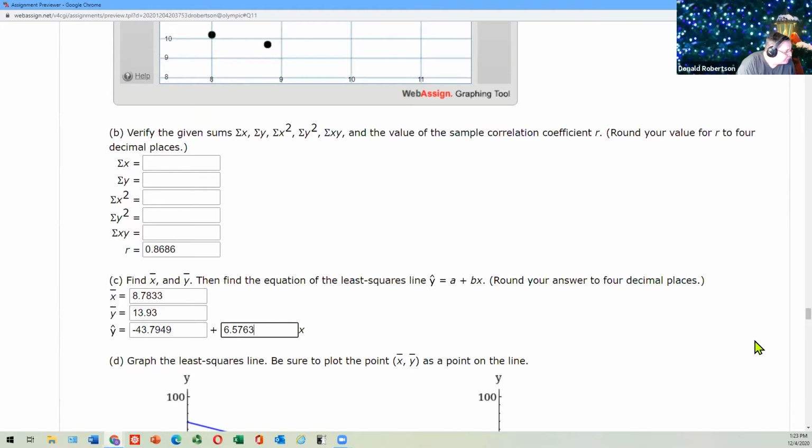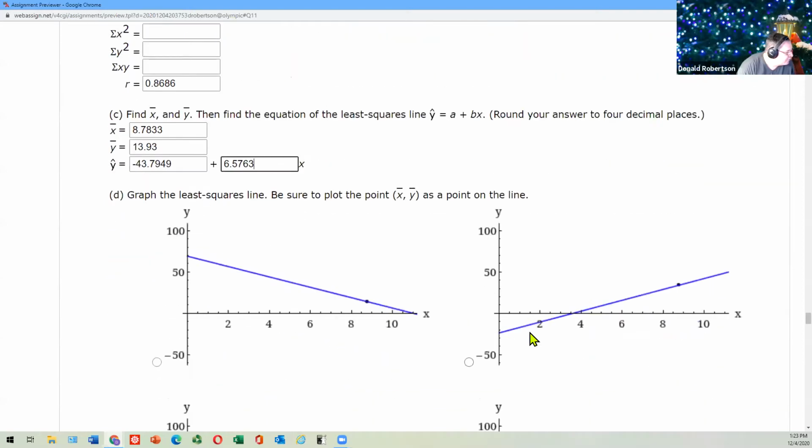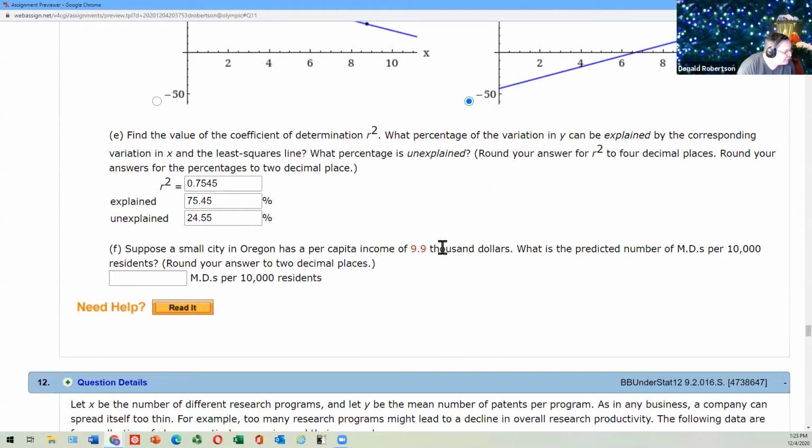So I'm going negative 43.7949 add 6.5763 times whatever x is. And x is 9.9. And the answer that I have to 2 decimal places is 21.31. So about 21 doctors per 10,000 residents.